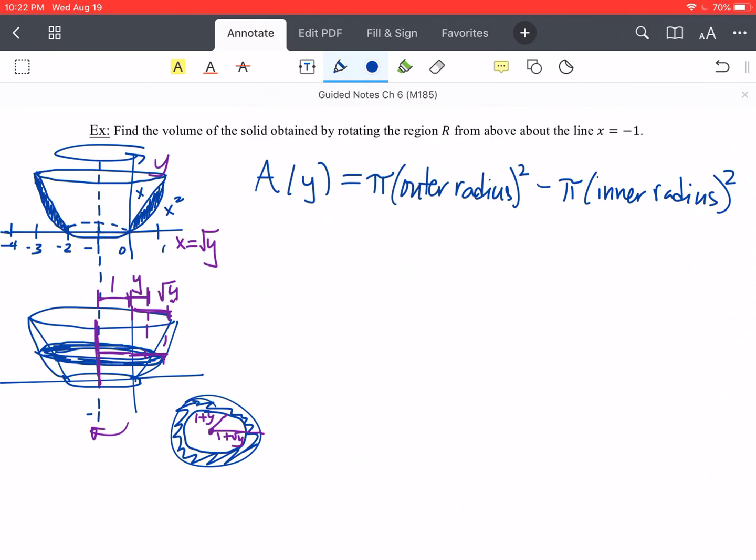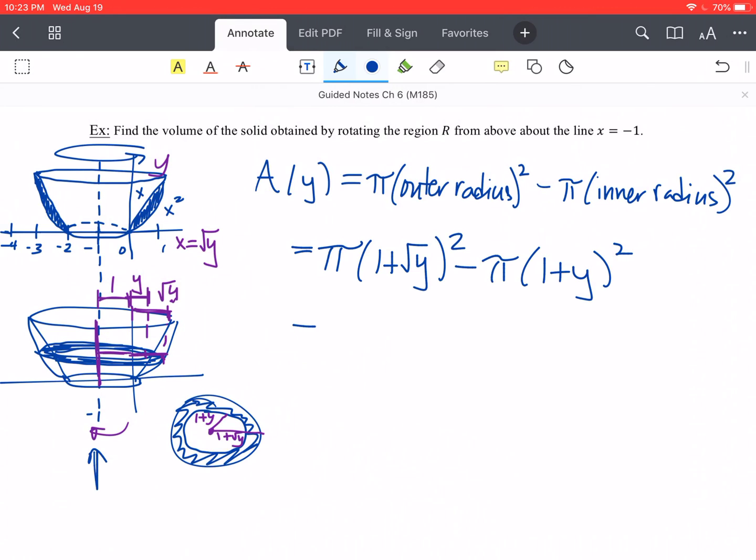So again, we changed to functions of y because of the horizontal rotation, and we added the 1 to the functions because we are centered 1 unit left of 0. Okay, so it has a further distance for the radius. So this is going to be pi times 1 plus the square root of y squared, right? That's the outer radius, minus pi times 1 plus y squared. That's that inner radius.